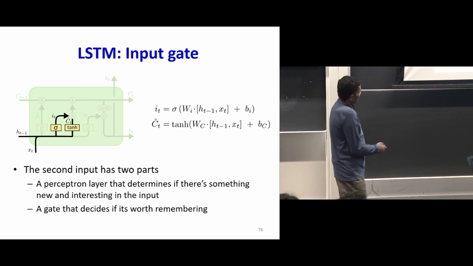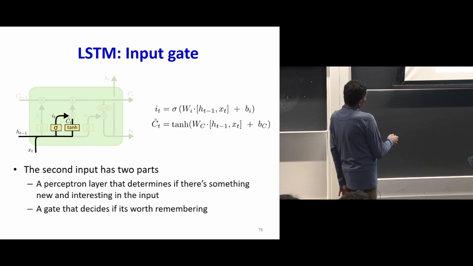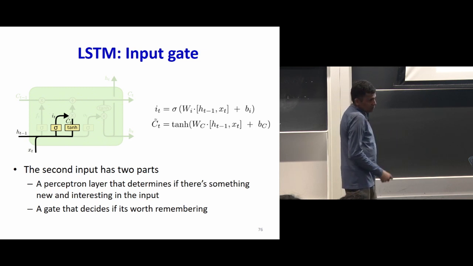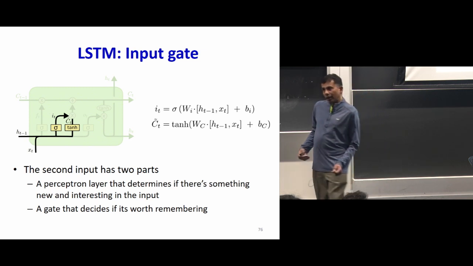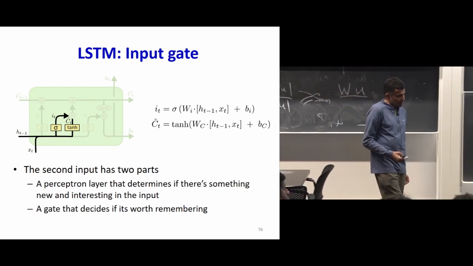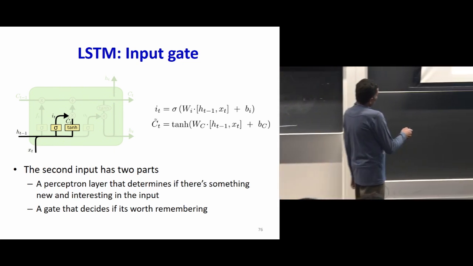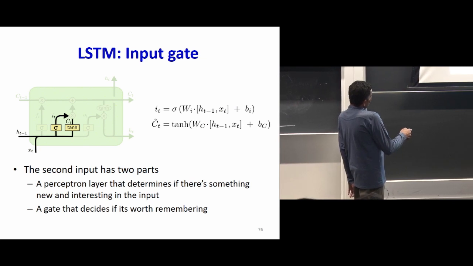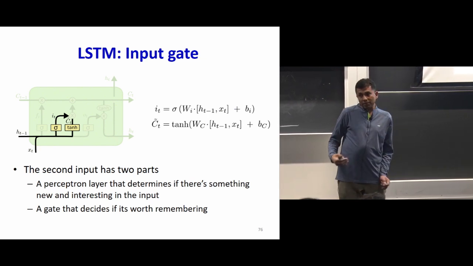So the way you would do it is you have these two components over here. First, you have this component which operates on the current hidden value and the current input to determine if some pattern has been found, like maybe a closed parenthesis, right? But then you also toss in a gate which decides if this pattern is important or not.